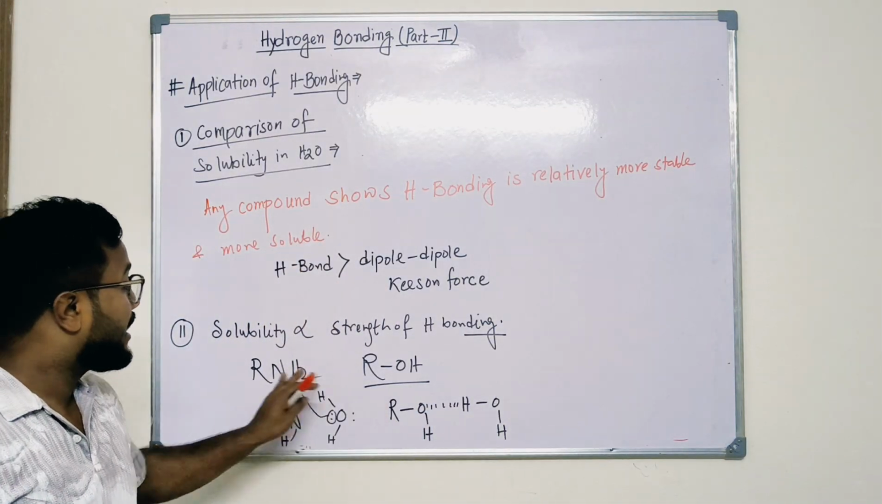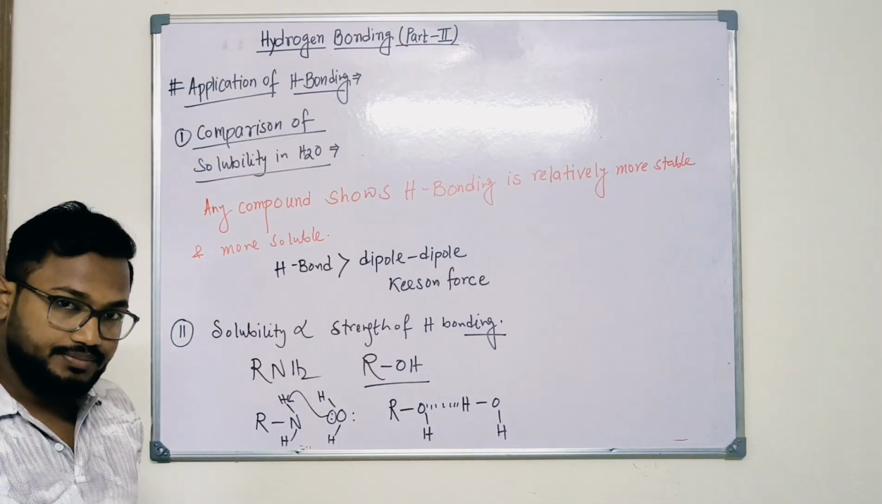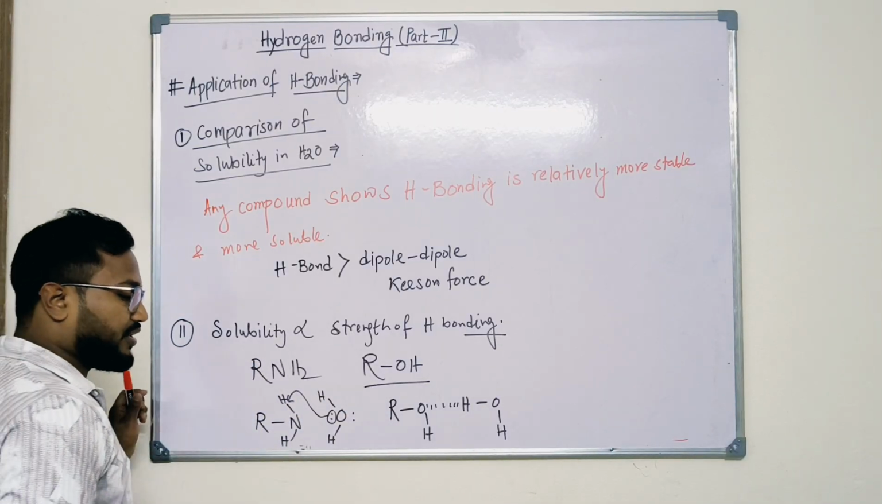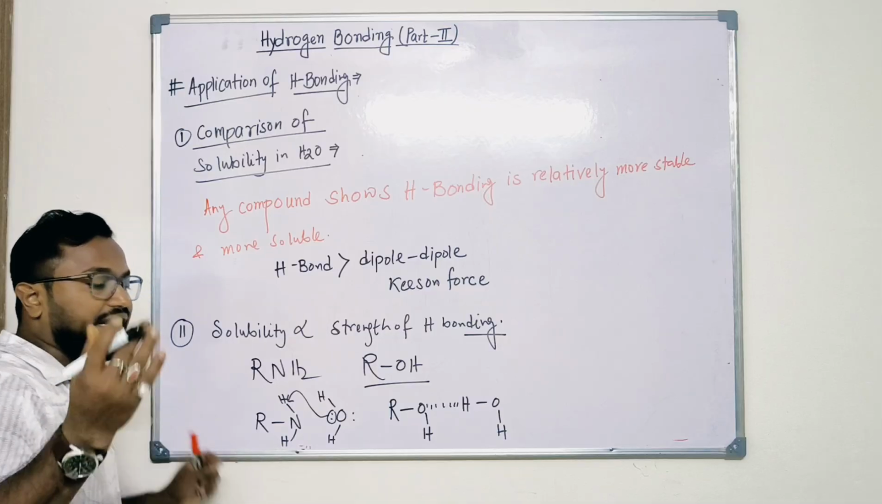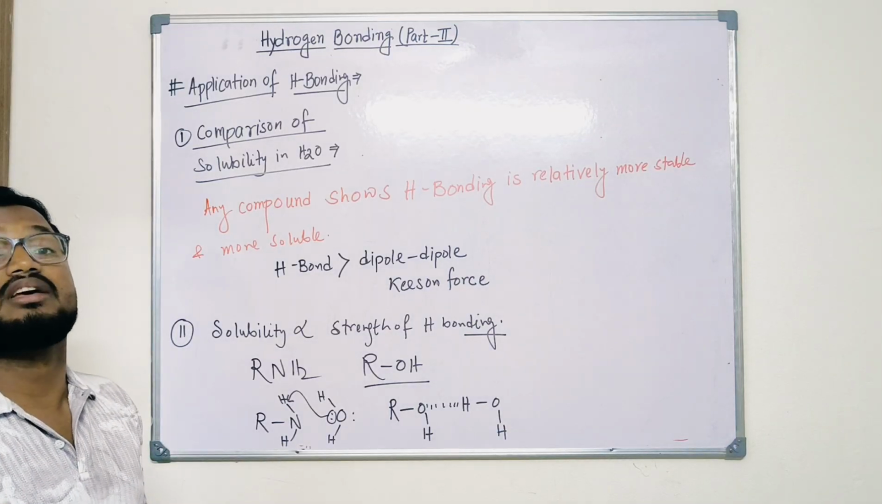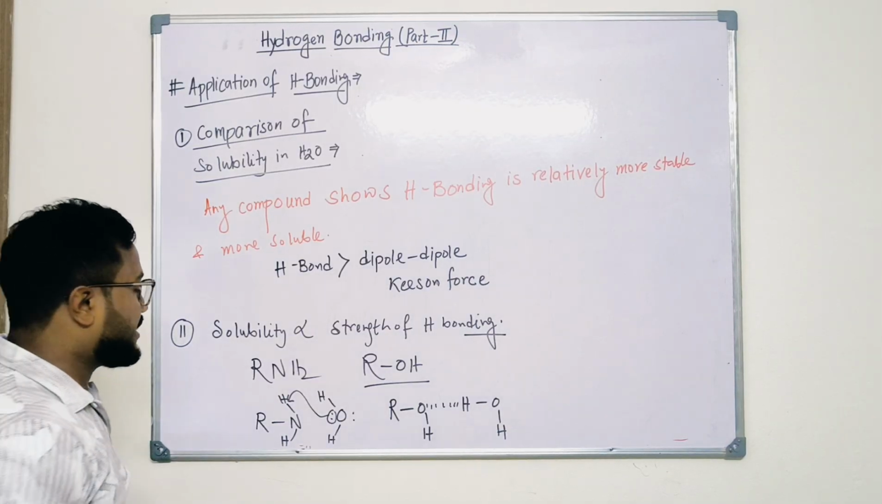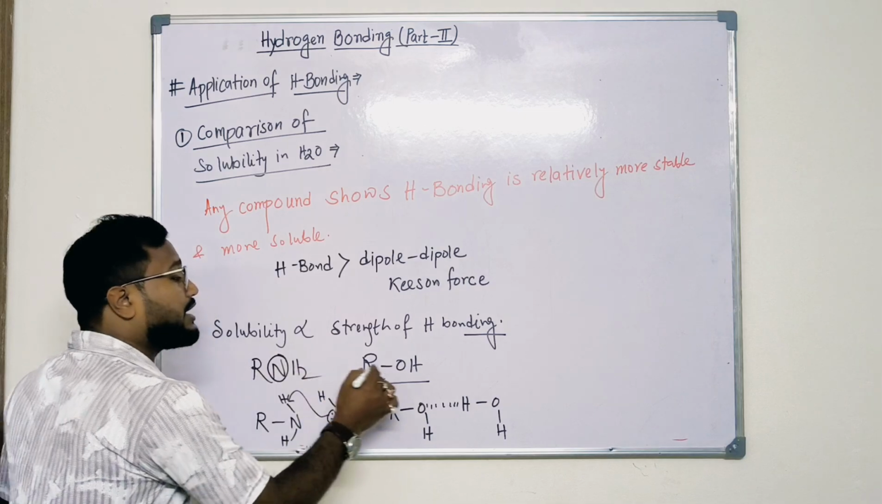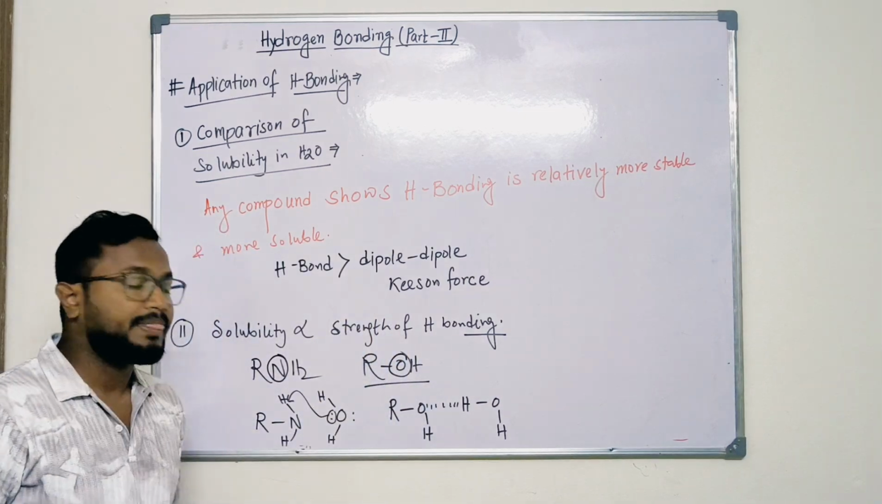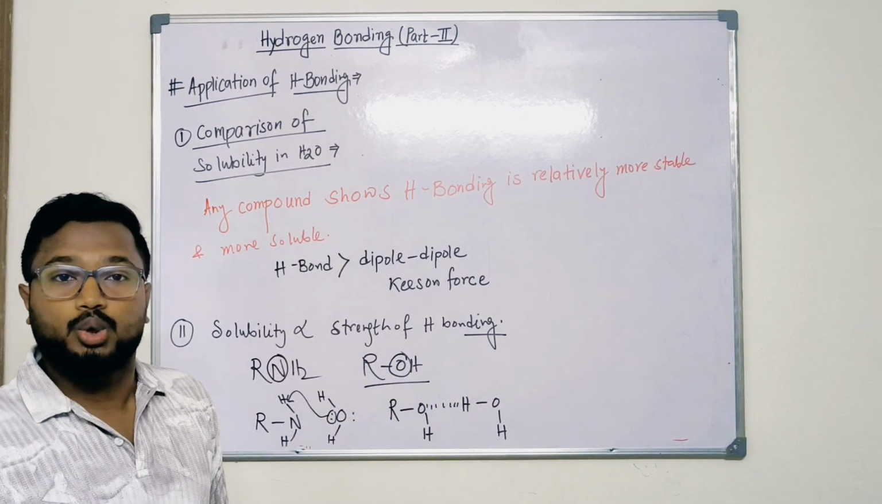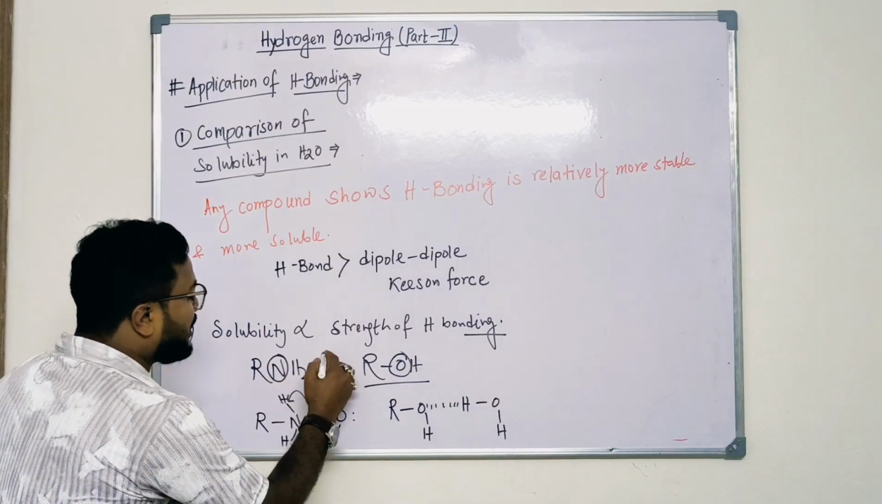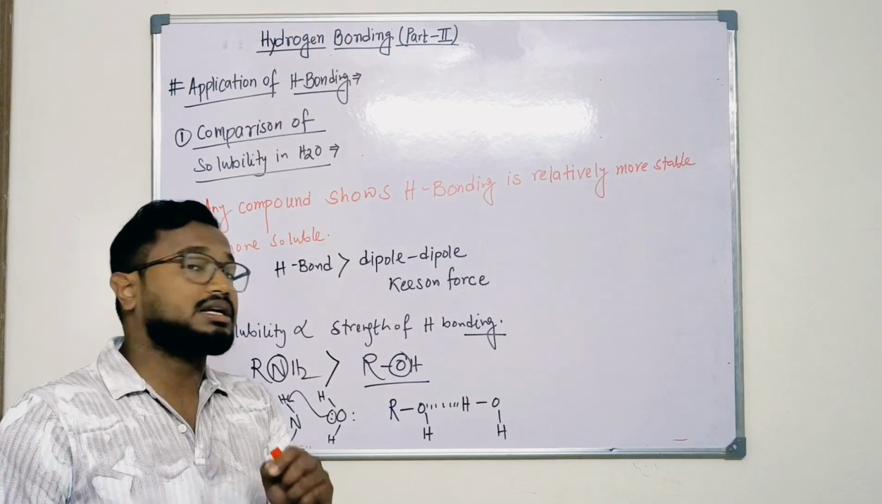Here the donor atoms are different. As donor atoms are different, we need to check their tendency, or their strength. We can say that nitrogen is a better donor than oxygen. As nitrogen is a better donor, in that case the solubility of RNH2 is greater than ROH.